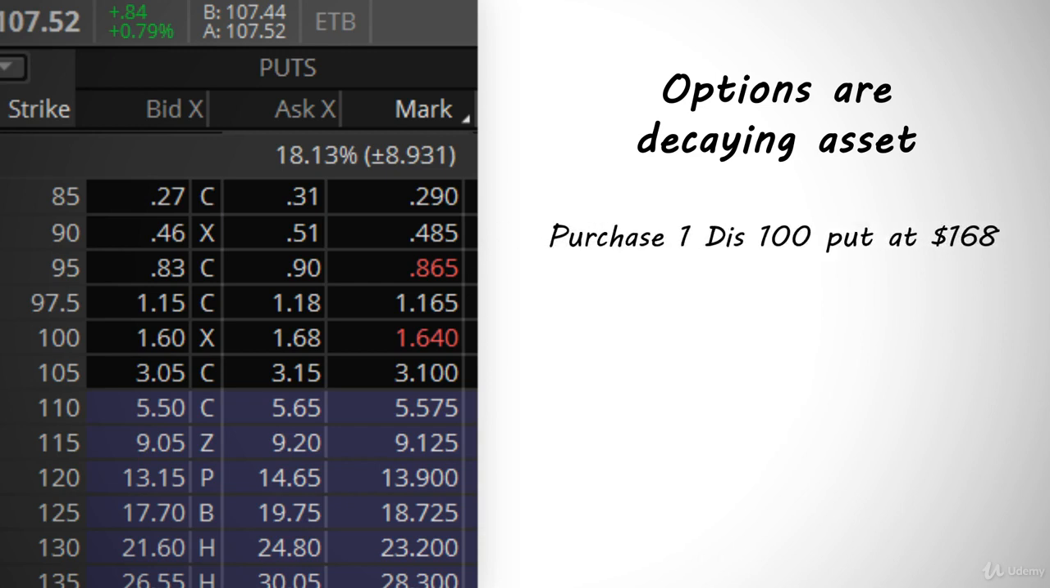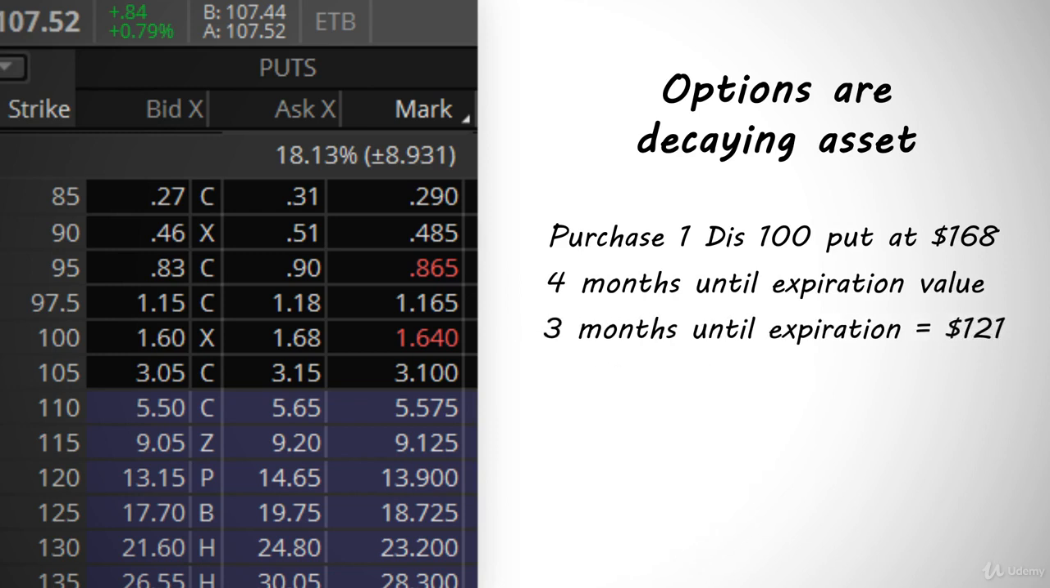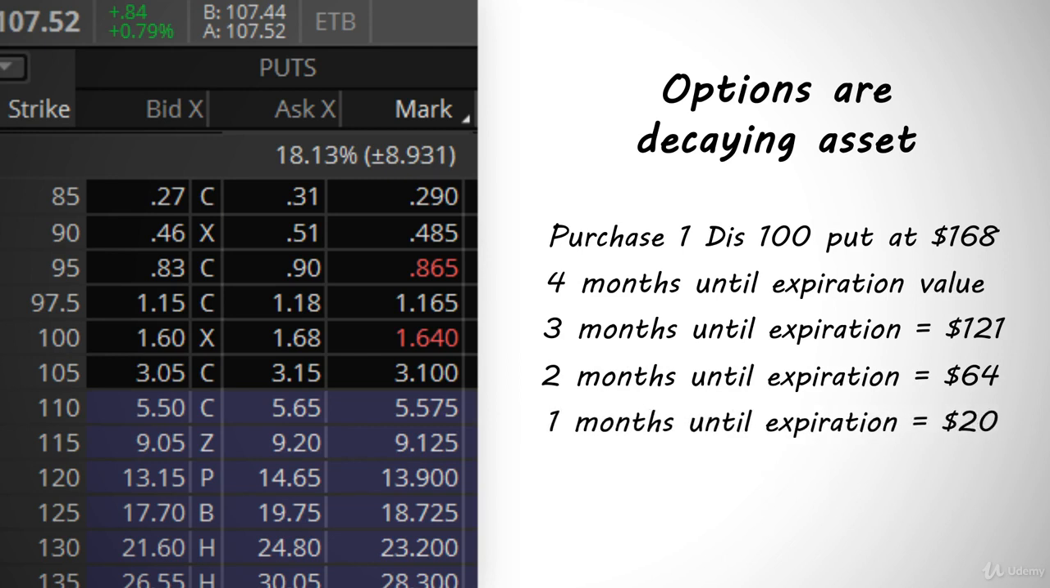For example, if we purchased one Disney September 100 put for $168, and the stock just stayed right where it was, trading sideways over the next 4 months, that put would start to decay away. With 4 months to expiration and the stock trading at 107, that put is worth 168. However, next month, with the stock in the same place, that put is only going to be worth 121. In July, with the stock still trading at 107, the value will fall to only $64. In August, only $20, and in September it will be worth nothing.